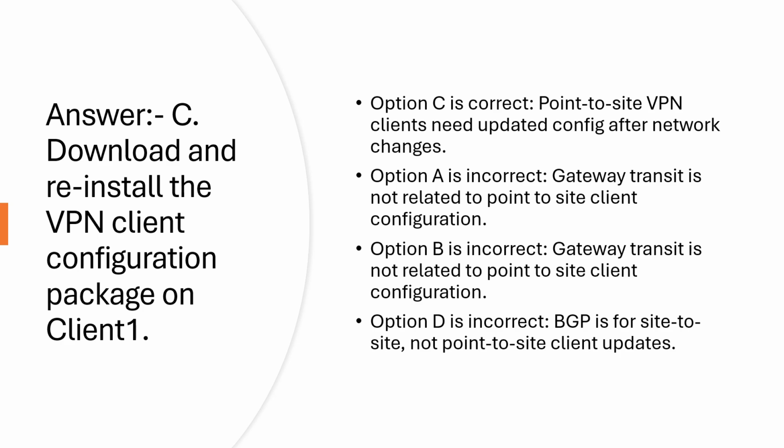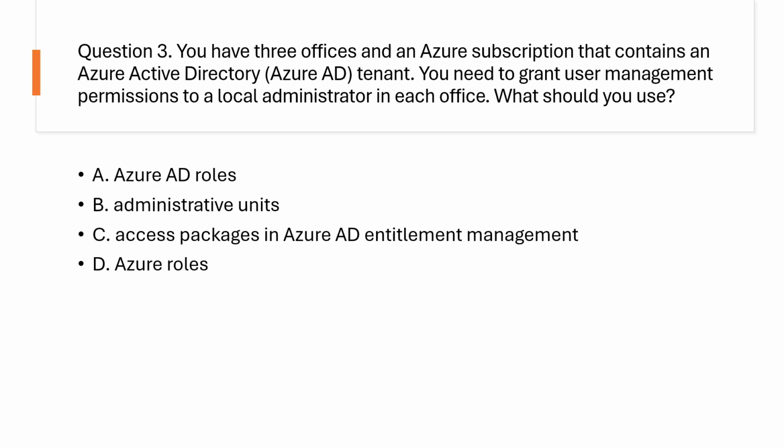Option D, enabling BGP, is for dynamic routing within the site-to-site VPN, and also doesn't solve the issue of a point-to-site client having outdated routing information. Remember, when you change the network topology and you are using point-to-site VPN with Windows clients, always re-download and reinstall the client configuration package.